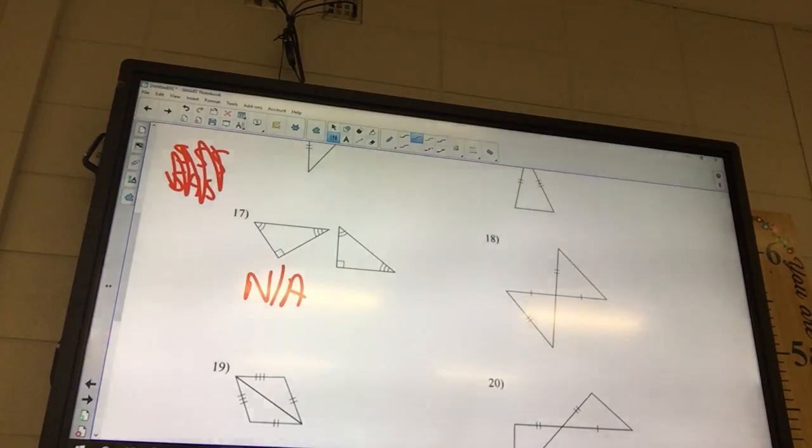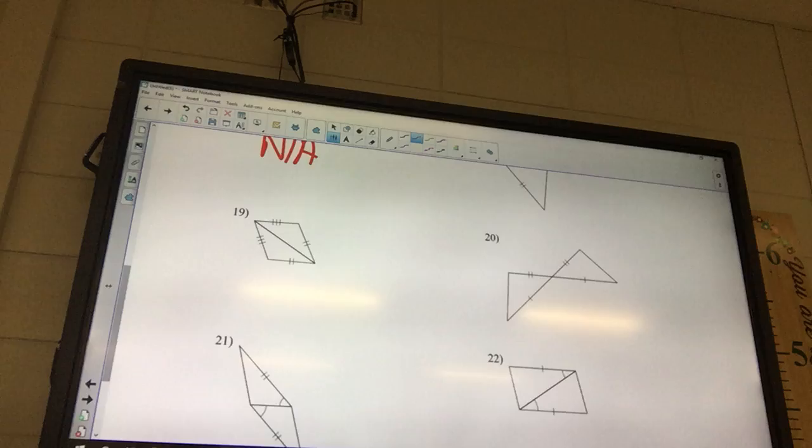So technically, the third angles theorem says that if two angles are congruent, then the third one has to be congruent, which makes the triangles congruent. So technically those triangles are congruent, but the instructions are asking us to prove by side, side, side, or side, angle, side. We're going to get into angle, angle, angle making the two triangles congruent. Okay?